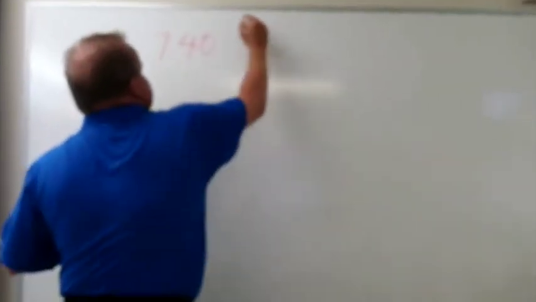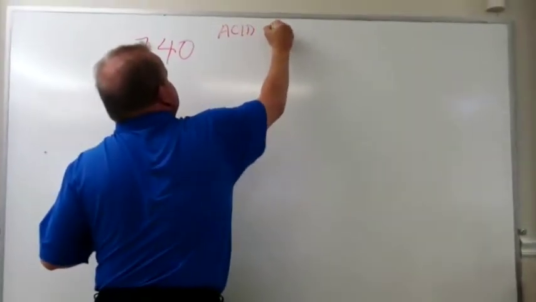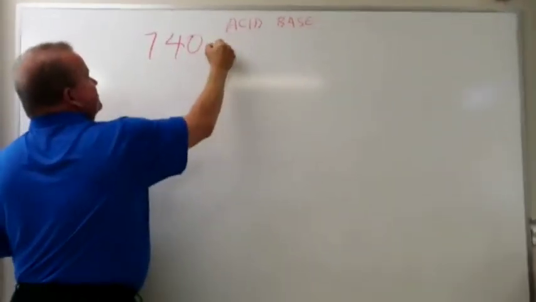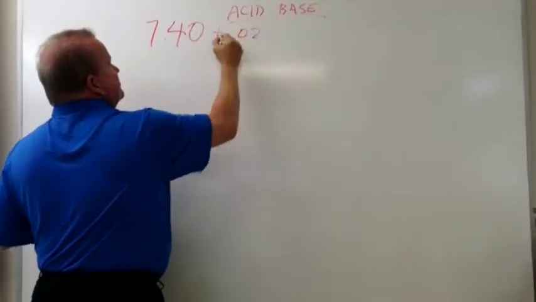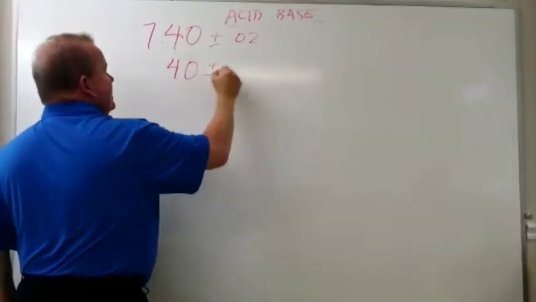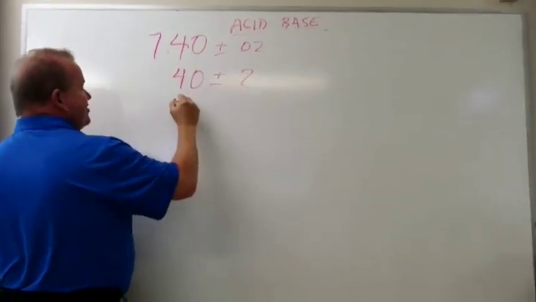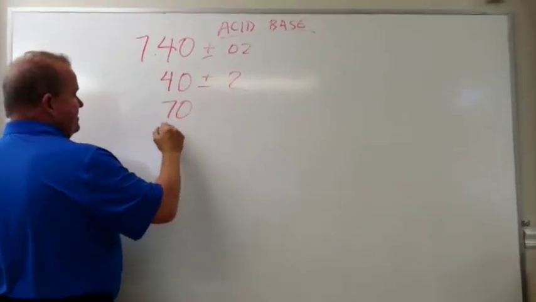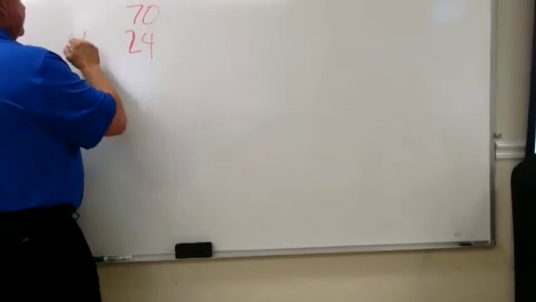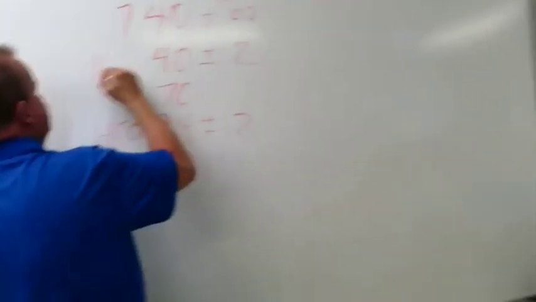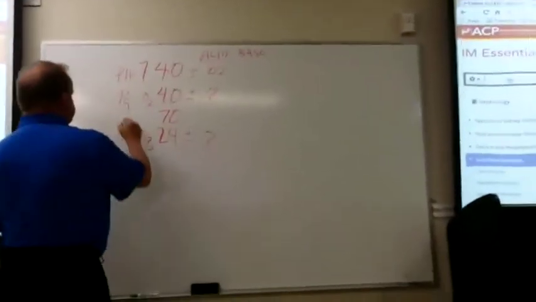All right, so acid base. It's all about the base. So pH plus or minus 0.02. PCO2 40 plus or minus 2. The PO2 we're going to put at least 70, but we're not going to talk about that for now. And then the bicarb is 24 plus or minus 2. Okay?